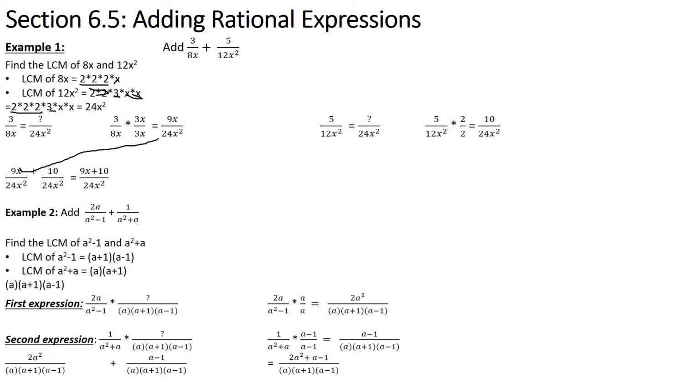So there's the first one. Second one is 5 over 12x squared. How do I go from 12x squared to 24x squared? I'm simply going to multiply times 2. But since I'm multiplying, I can't change it. It's 2 over 2.